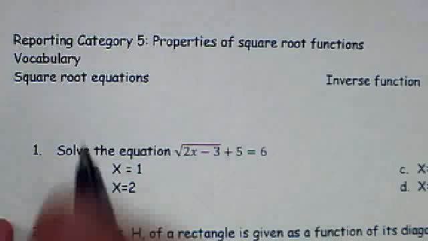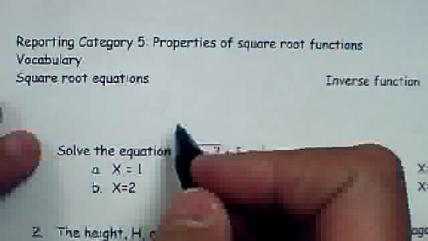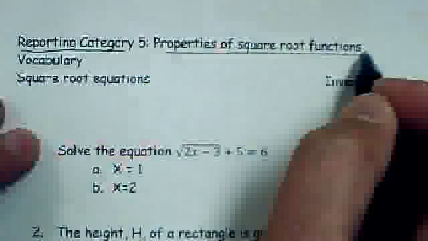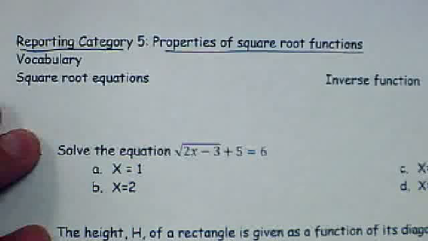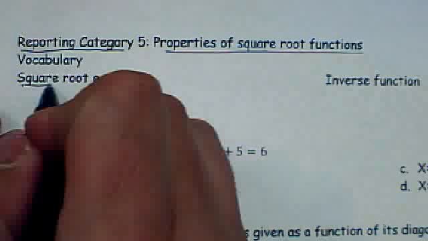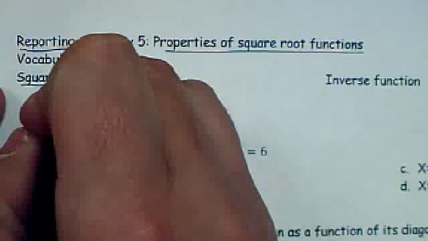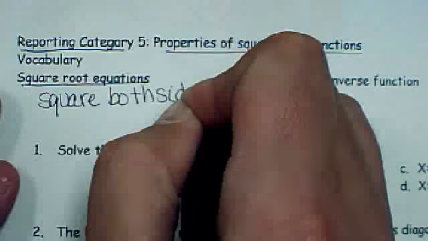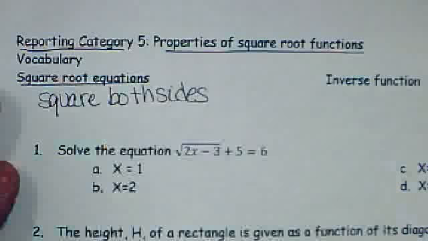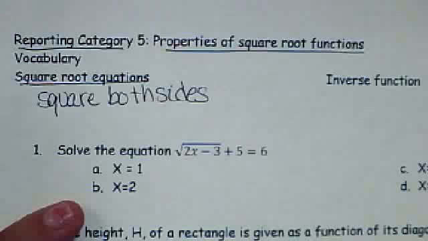Reporting category 5 is about properties of square root functions. We don't have a whole lot of vocabulary to do for square root functions, because in this category there's things like domain and range and solving equations, and we've talked about domain and range a bunch, so I don't think we need to do that again. Square root equations, you are going to have to square both sides. That's the one note I want you to have there, is that you have to square both sides to solve it.